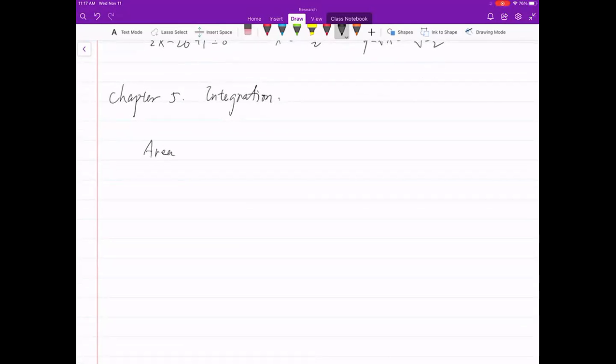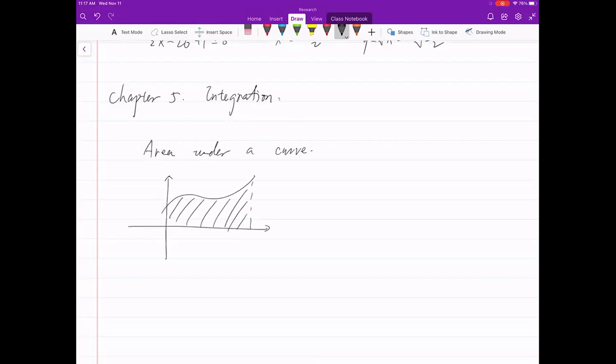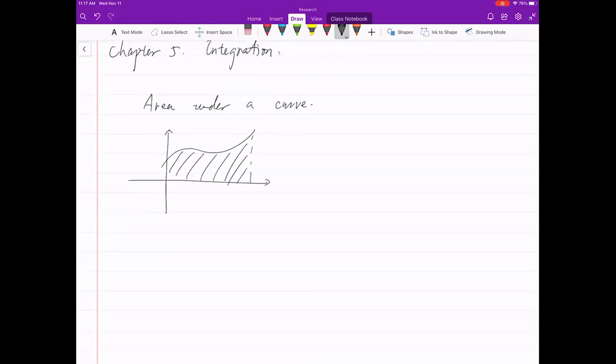We start from there. You were trying to find an area. If I say there's a curve like that, I give you the formula, what's the area under the curve? That's what we're trying to do. Later, of course, we will talk about finding the volume, okay, and everything else.